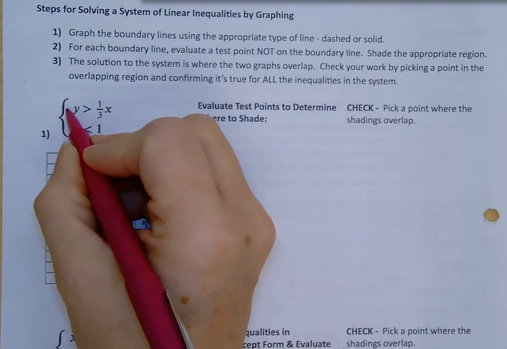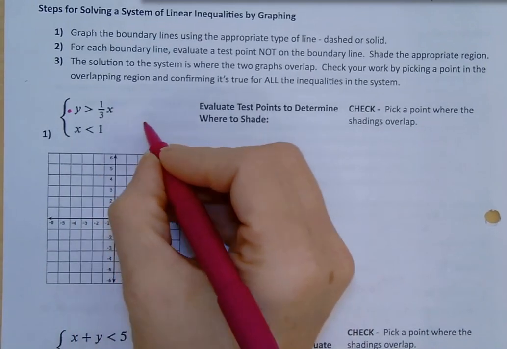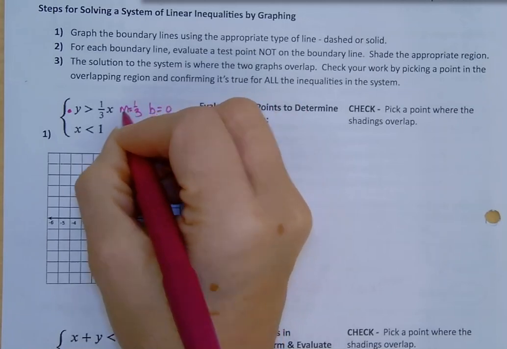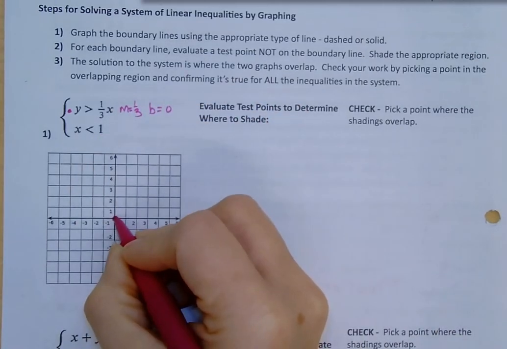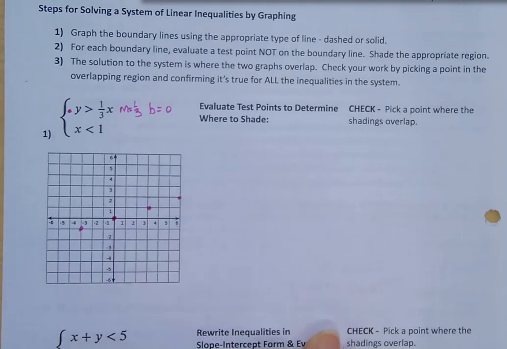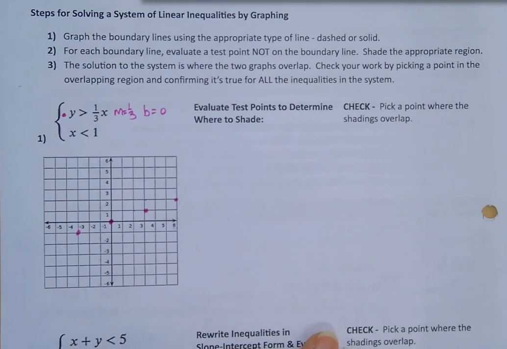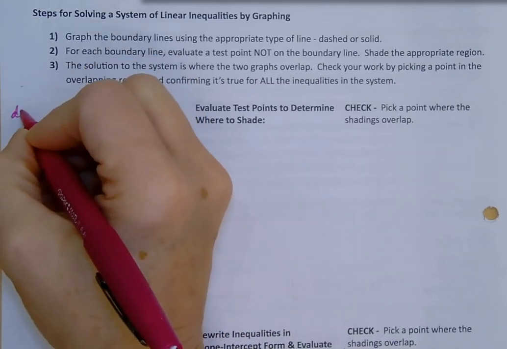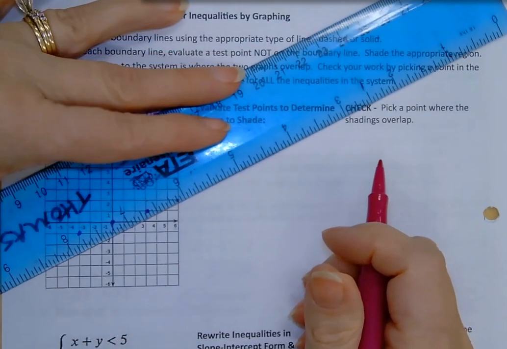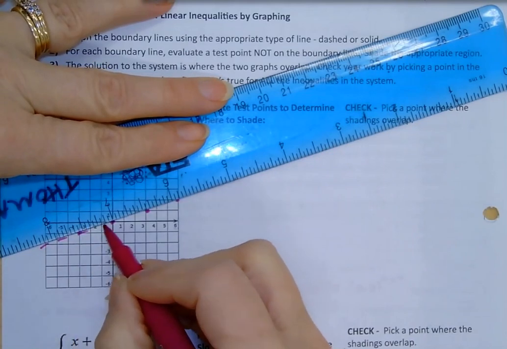All right, my first statement here is y is greater than 1/3 x. So I know that my m would be 1/3, and my b would be 0, right? That's going to go right through the origin. So here I am. I'm going to go up 1/3. Up 1/3, and I will back myself back up right there. Okay, next I want to think, is this a solid line or a dashed line? It's dashed, right? It's dashed because I don't have any equal sign here, so I'm going to do a dashed line to show this boundary. Dashed line to show my boundary.